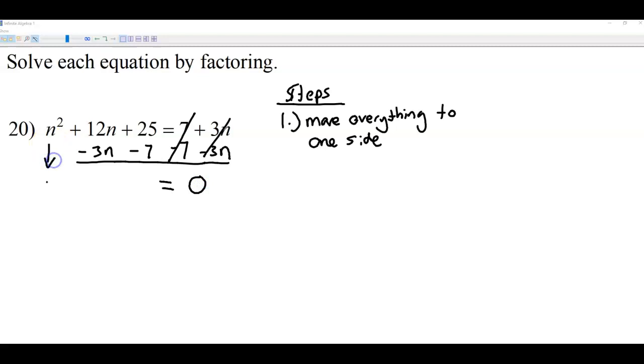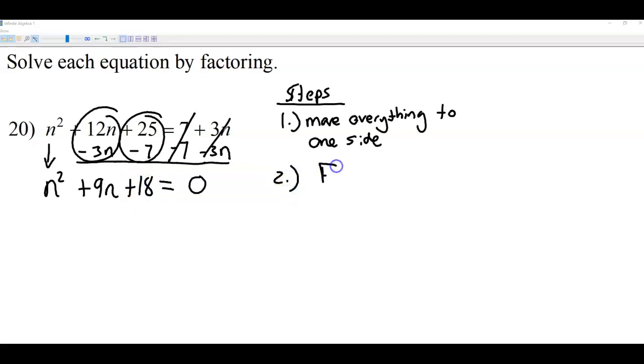On the left side we'll bring down the n squared. We'll combine these and get 9n. We will combine these and get 18. The next step is to factor. So in factoring this, I look for a GCF. I don't see one. They do not all have an n, and since this front coefficient is only 1, we can't divide anything out either, so there's no GCF.